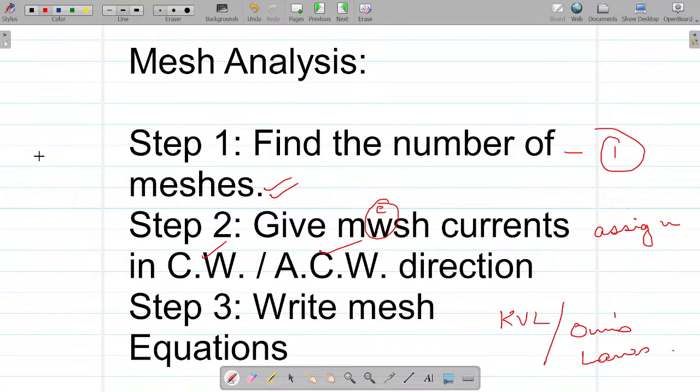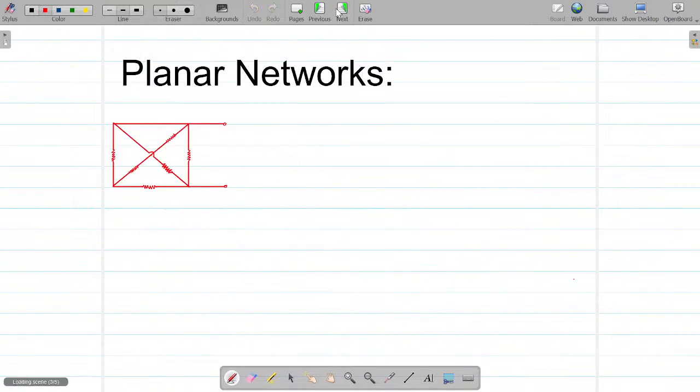I think you are all acquainted with these steps, right? We have been following these steps even before I started this topic, because this is what we have known. So we are through with these topics. Yesterday, when I was leaving the class, I asked you to study what planar networks are and how they are related to mesh analysis.